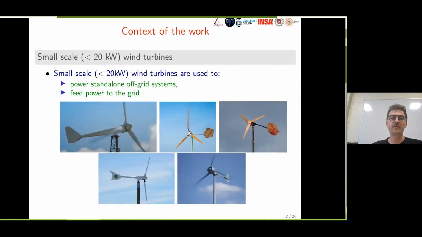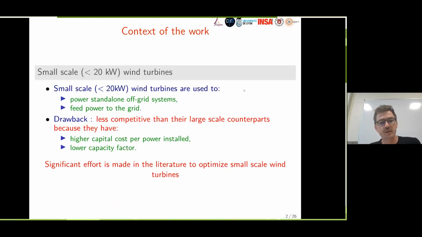So just a little bit of context. When I'm talking about small scale, I'm talking about wind turbines under 20 kilowatts according to the French classification. So these turbines, as you all know, can power standalone off-grid systems or feed power to the grid. Here are a few famous commercial wind turbines, and here's a locally manufactured small wind turbine, the Hugh Piggott design. Their drawback is well known.